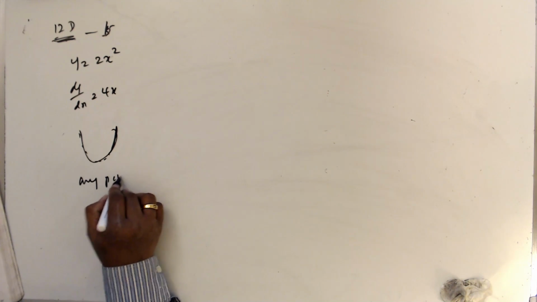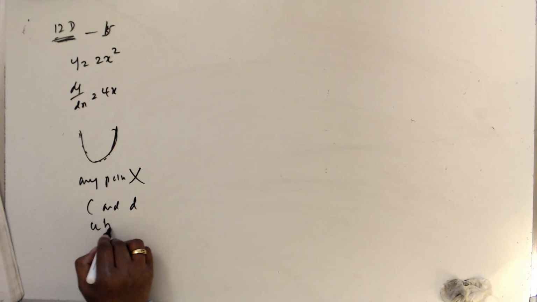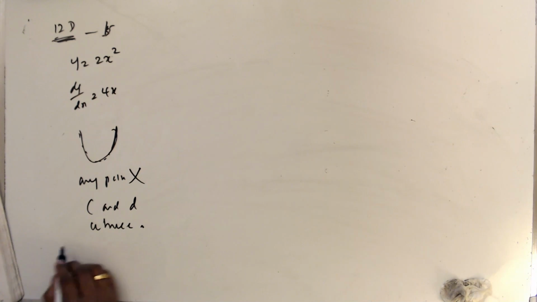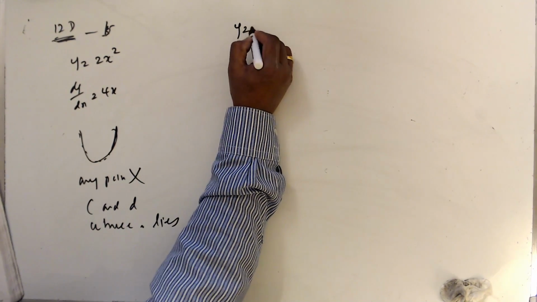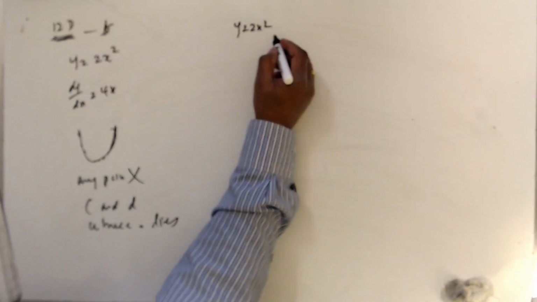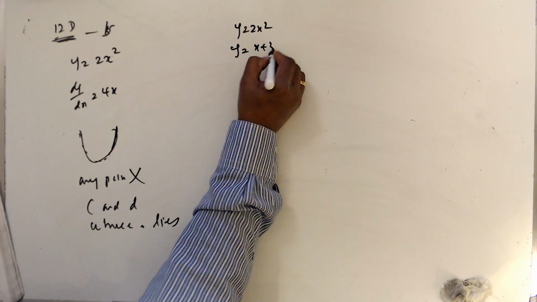They want C and D. Where do C and D lie? C and D are where the curve meets the line. So they have given a curve meeting a line: y equals 2x square meets the line y equals x plus 3.